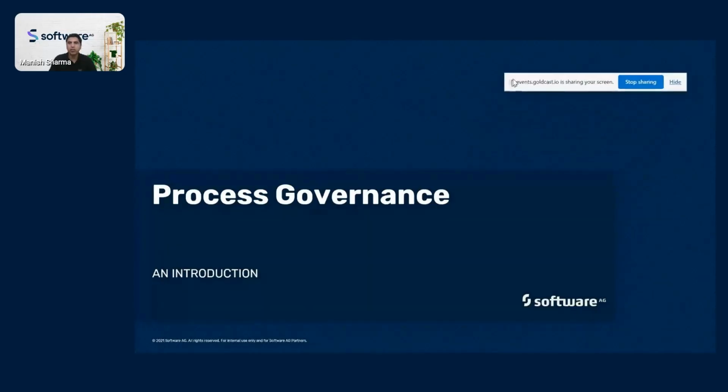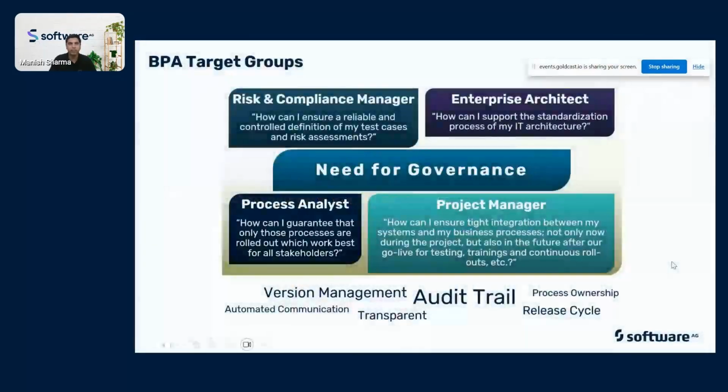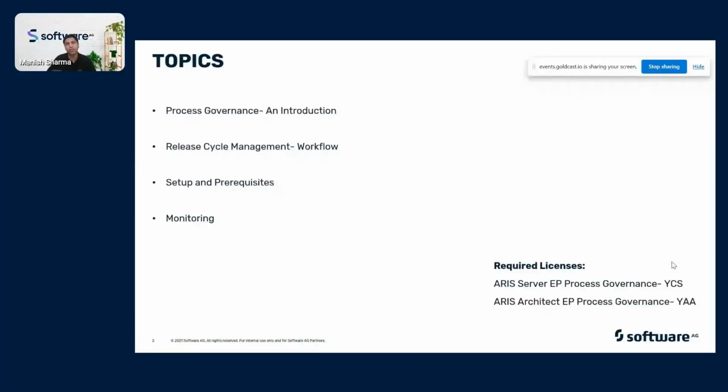Right. So just to give an introduction on process governance, what process governance is all about is managing the content lifecycle within ARIS. And I'll take an example of a release cycle management process today to show you an example workflow. I'll also talk about some setup and prerequisites that are needed to be using process governance, and then how you can monitor the life cycle of content within ARIS.